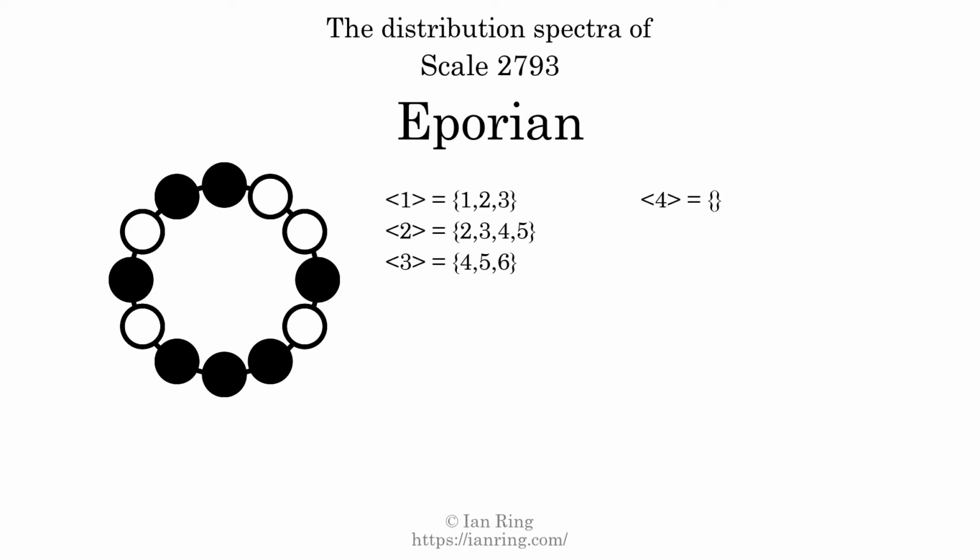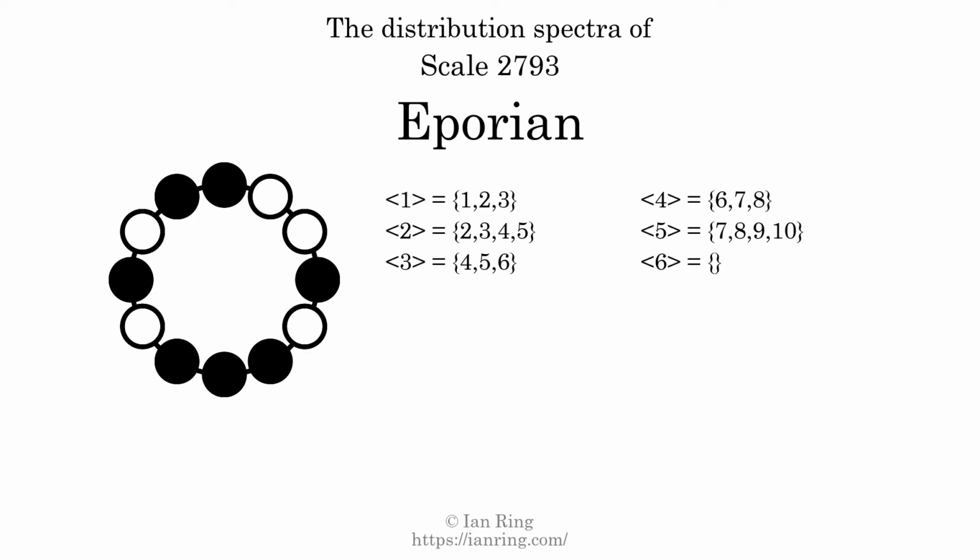The generic interval of 4 scale steps comes in 3 different specific interval sizes. 6 semitones, 7 semitones, and 8 semitones. The spectrum width of this generic interval is 2. The generic interval of 5 scale steps comes in 4 different specific interval sizes. 7 semitones, 8 semitones, 9 semitones, and 10 semitones. The spectrum width of this generic interval is 3.